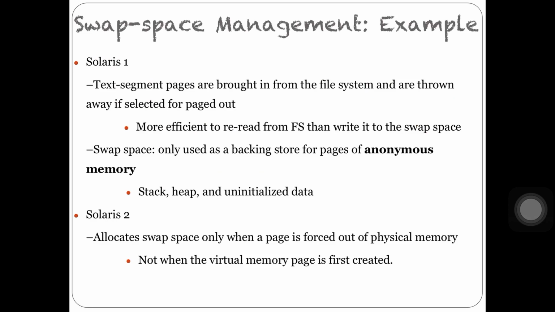When a process executes, the text segment pages are brought in from the file system, which is accessed in the main memory, and thrown away if selected for page out. It is more efficient to reread a page from the file system than to write it to swap space and then to read it from there. So instead of saving it into the swap space, you perform the read operation directly from the file system itself. Then next we have Solaris 2.